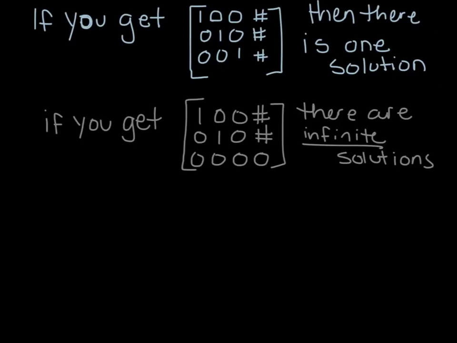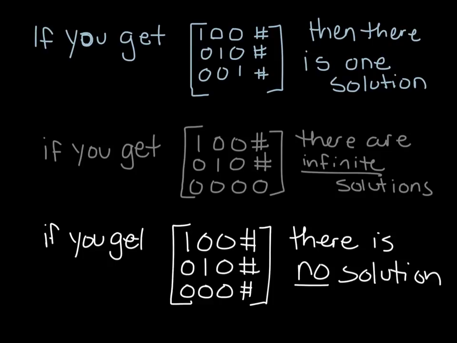if you get something where you have all zeros in the bottom, so you have to be careful. There's no 1 there. If there's a 0 there and a 0 there, zeros all the way across the bottom, that implies you have infinite solutions, because that's saying that x equals a number, y equals a number, and z could be anything. And so there's infinite solutions.